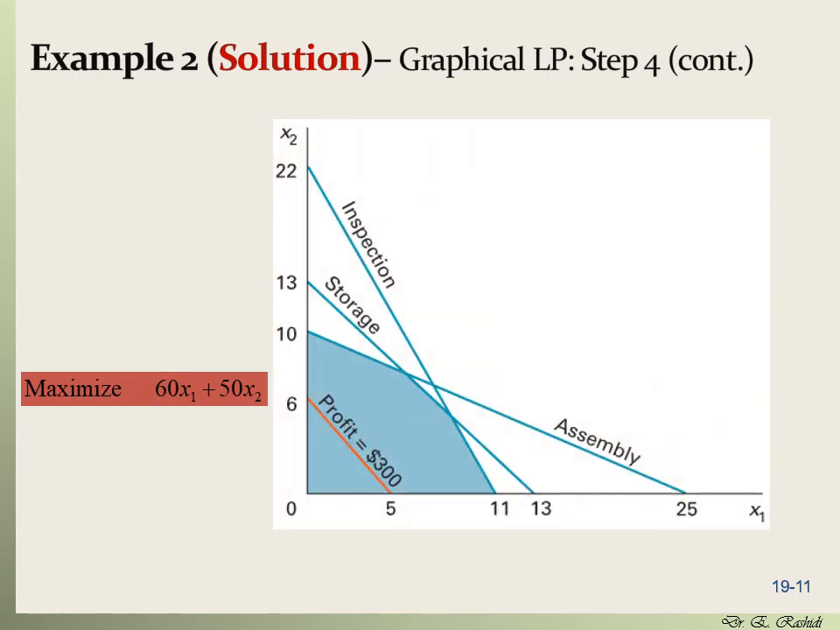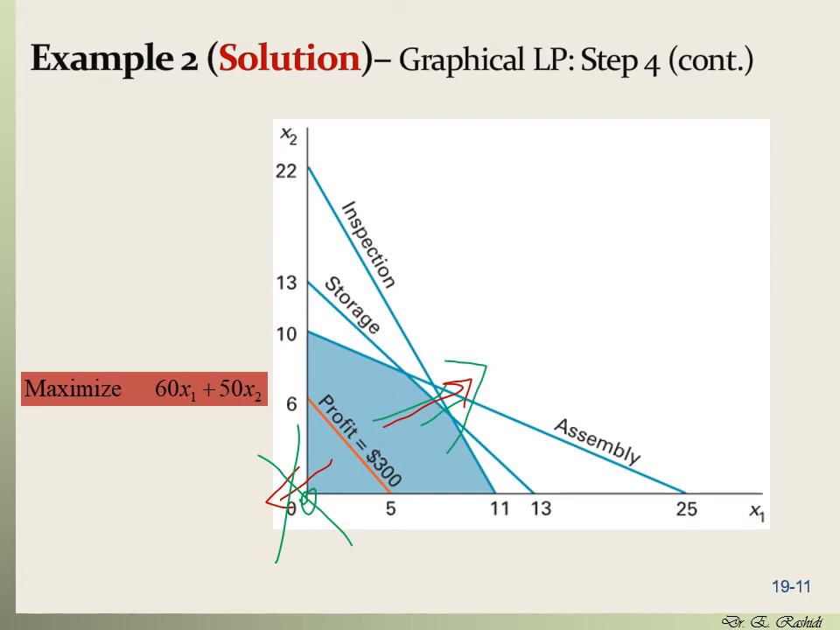So this is the line. Now we have the ISO profit line. We're going to move this ISO profit line either this way or this way, whichever direction would increase the objective value, because we want to maximize the profit. Right now the profit is 300. If we move it in this direction, the left direction, at the point 0 and 0 the profit would be 0. So that means we shouldn't move it to the left, we should move it to the right.